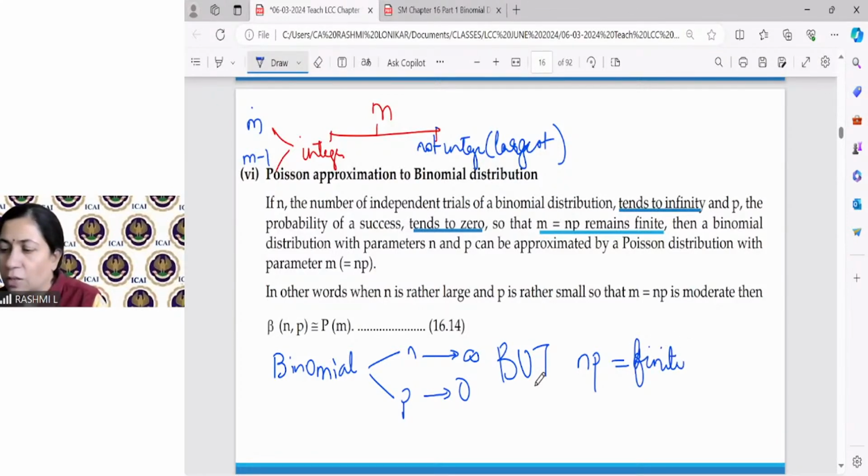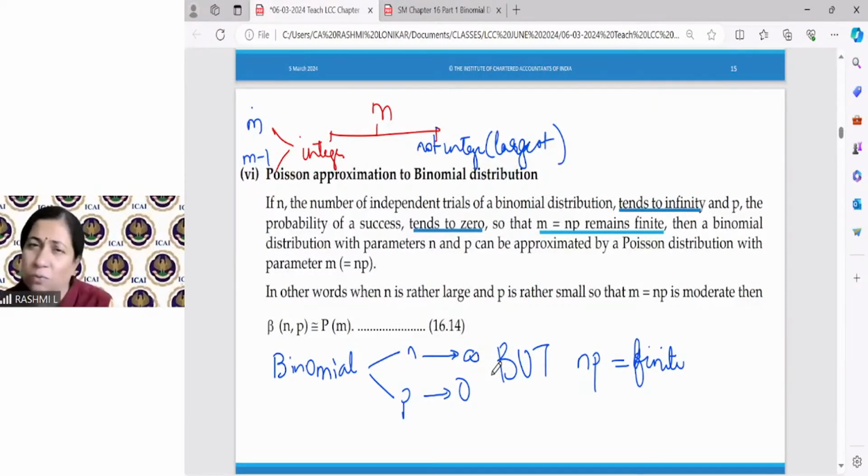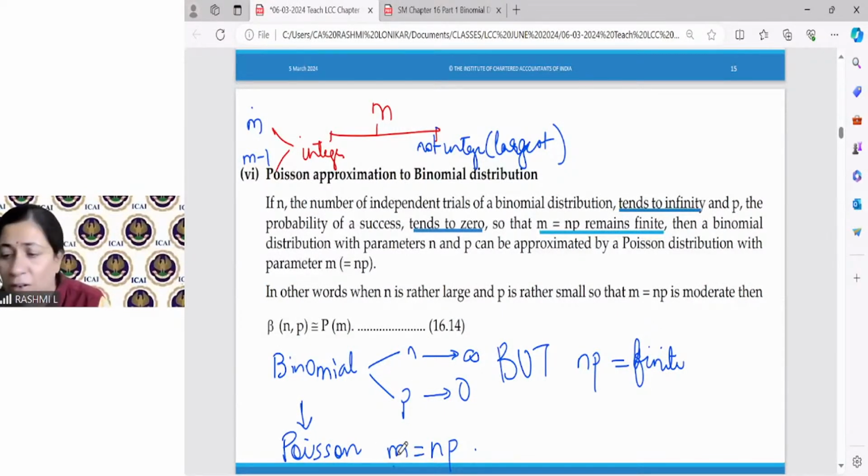So you will have n which is very large, nearing infinity, and p going down very small. I mean, the probability is very low. But the multiplication of them must give you a finite answer. In that case, the binomial can approximate to Poisson, where m will be equal to n into p. The parameter that defines a Poisson will be m, which can be defined by n into p.